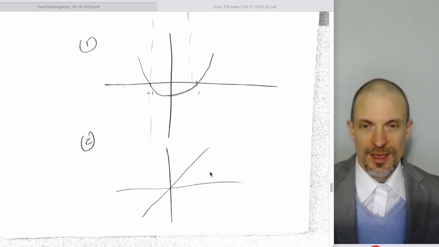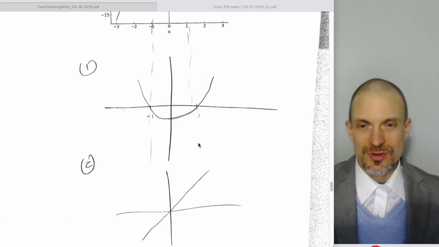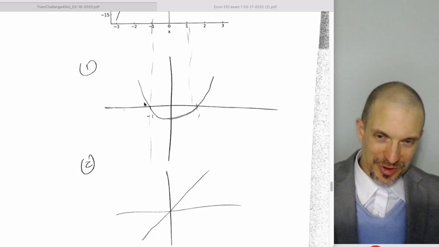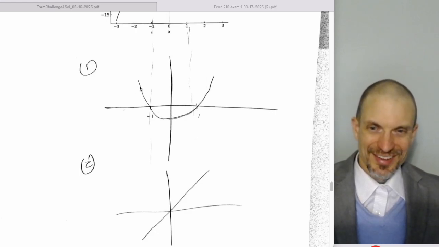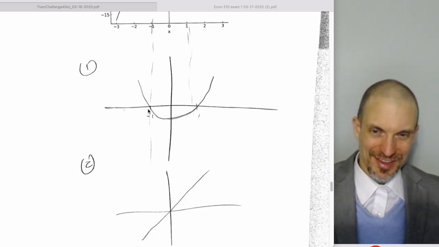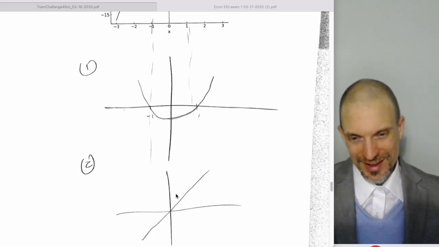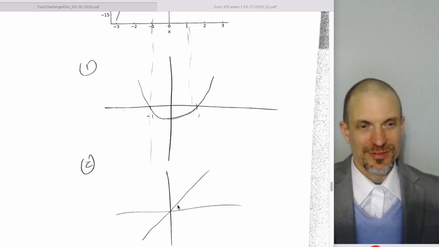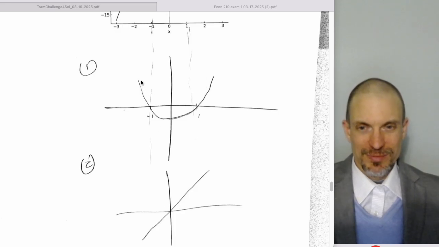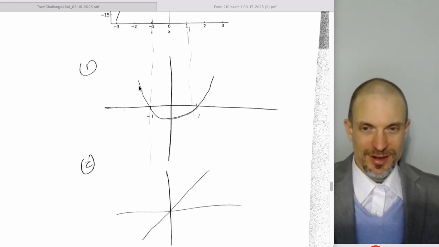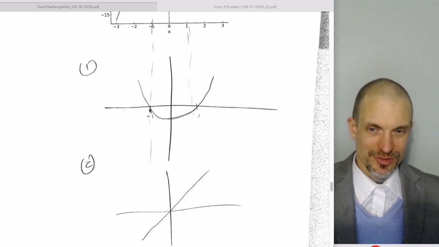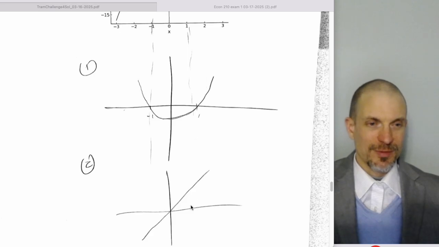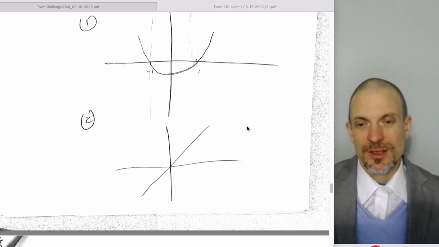So let's see. This thing needs to be negative, it's decreasing. So the second derivative is going to be negative before 0, because the function's decreasing, and then past x equals 0, the second derivative's got to be positive because the function's increasing. Okay.